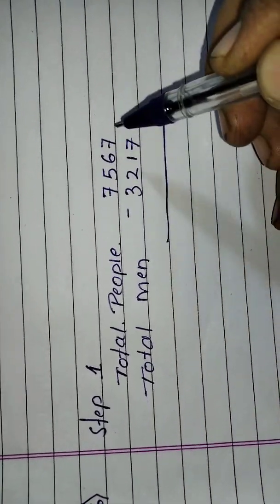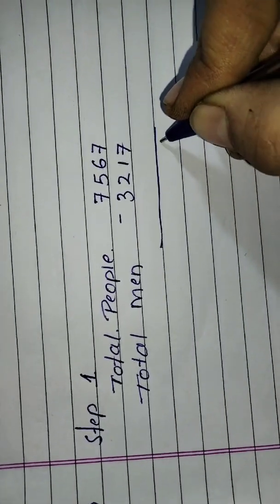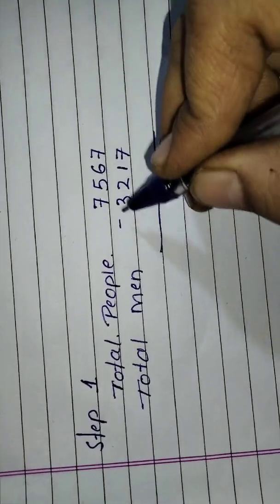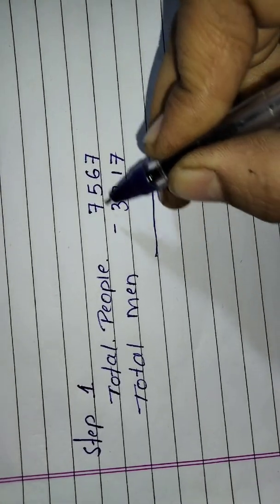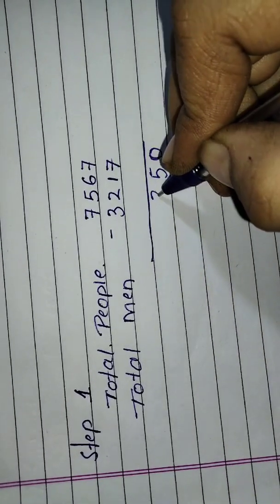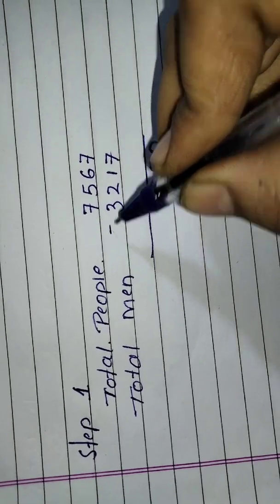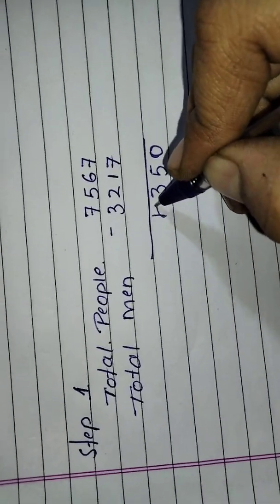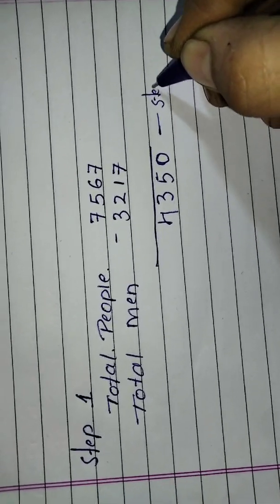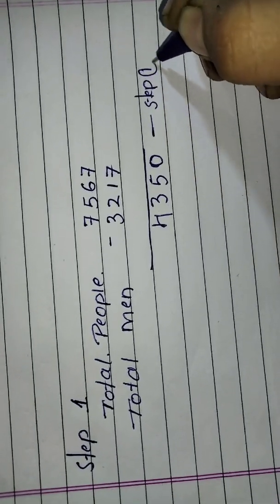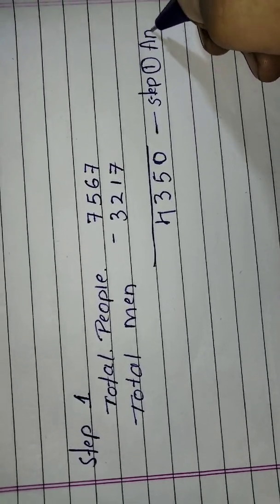Total people, 7 minus 7, 0. 6 minus 1, 5. 5 minus 2, 3. 7 minus 3, 4. Step 1 answer.